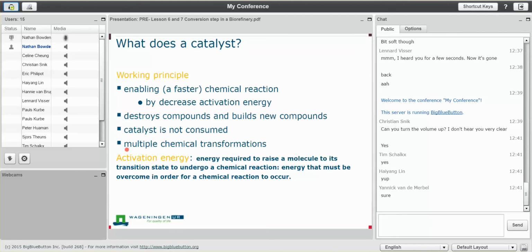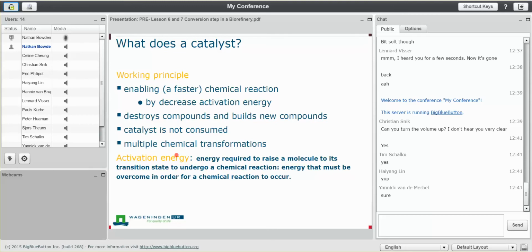The working principle of a catalyst is that you quicken the chemical reaction. You make the chemical reaction go faster by decreasing the activation energy. This destroys compounds and builds new compounds, but the catalyst is not consumed in theory. However, anybody who's worked in a factory knows that catalysts deactivate. We're unsure exactly why it happens, but in theory it is not consumed. And there are multiple chemical transformations.